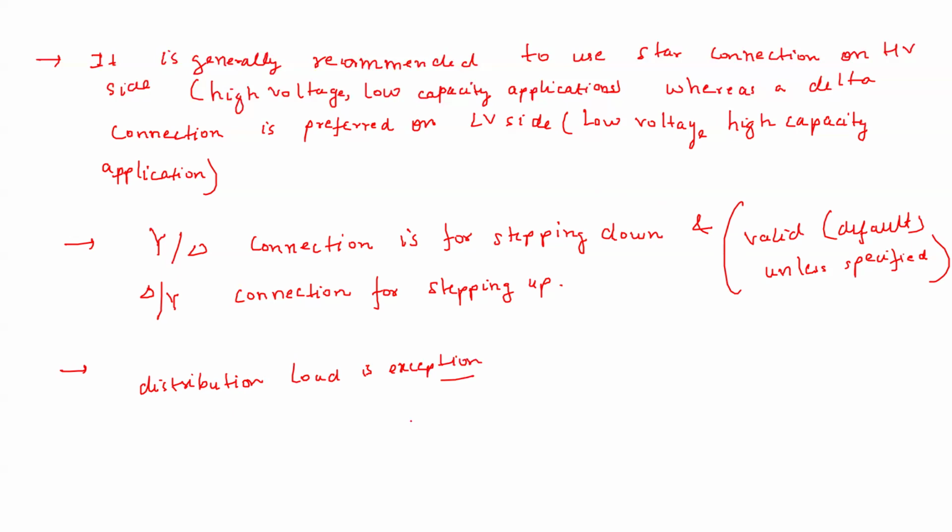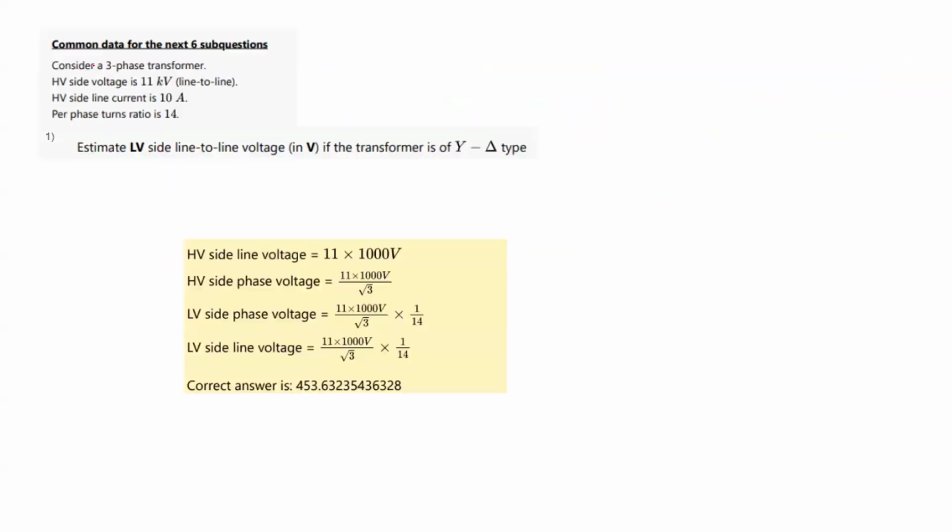Okay. Now let us see the questions. So this is the question. This is what they have given us as the data. So here, what is the data? The HV side voltage is 11 kV. The HV side current is 10 ampere. And the per phase turns ratio of this transformer is 14.